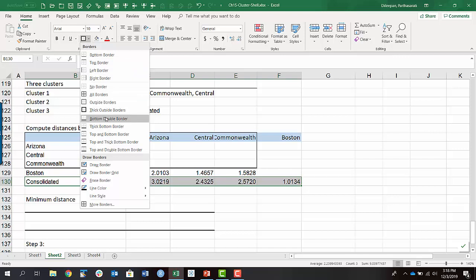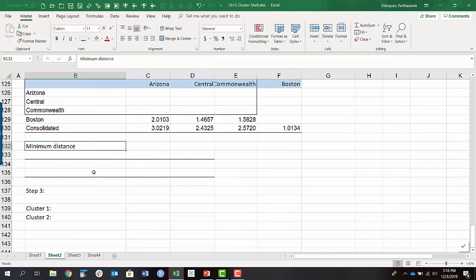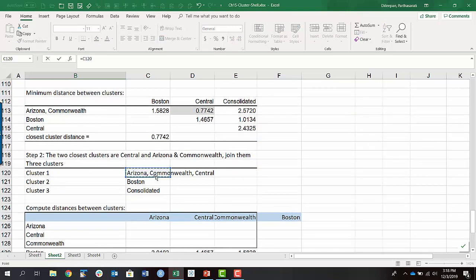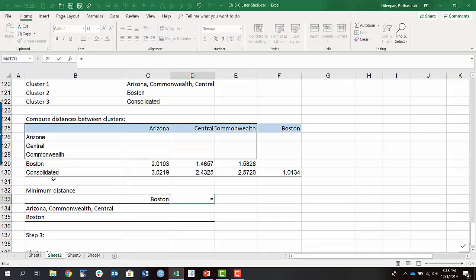So now the minimum distance. So we have Arizona, Commonwealth and Central, and then we have Boston. Okay, and we need only Boston and consolidated on the other side. Okay, so now we have three clusters.